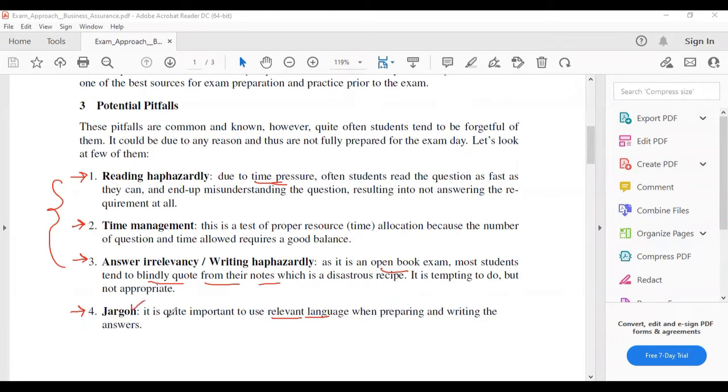You would have to use jargon, the key terms in your business assurance learning packs. If you use those appropriate key terms, your answer looks much more relevant as well, right? So these could be potential pitfalls that you could try to practice on and try to avoid while preparing for the business assurance exam.